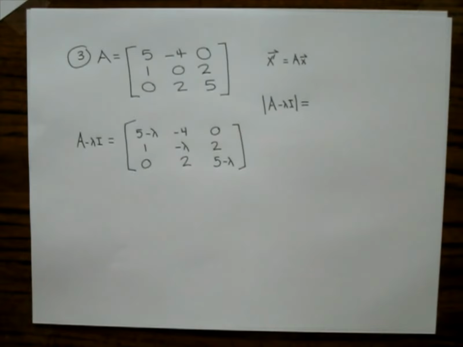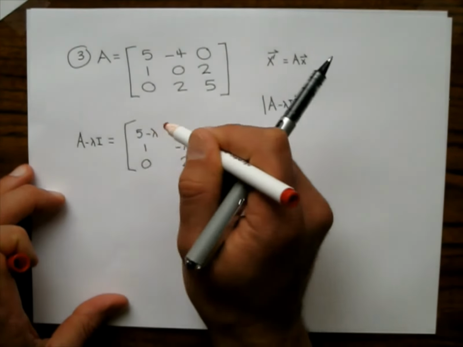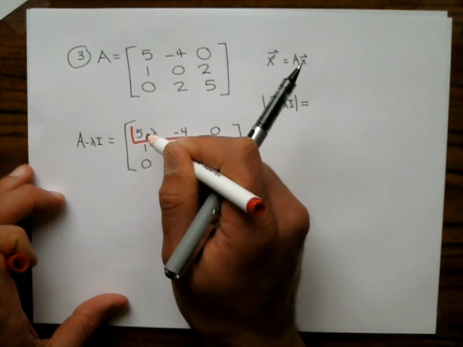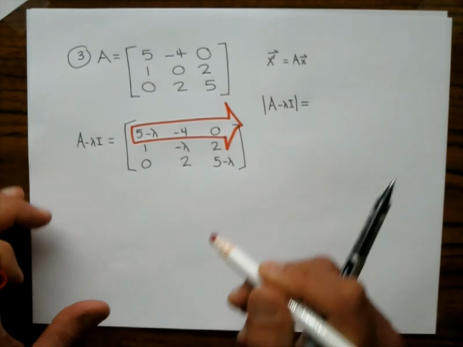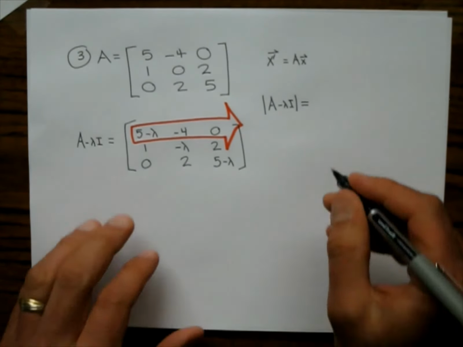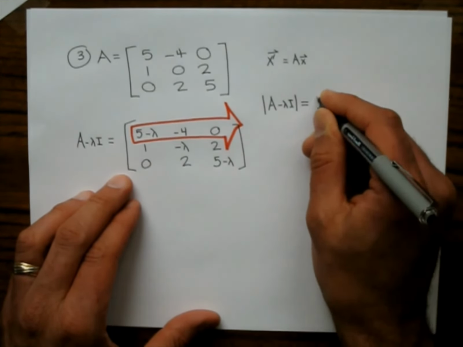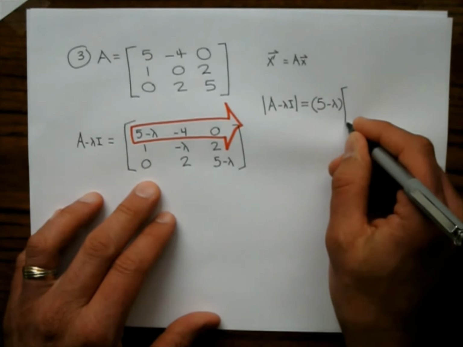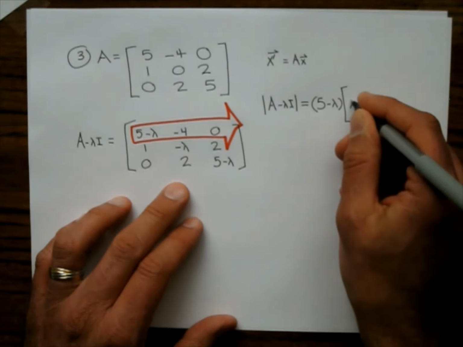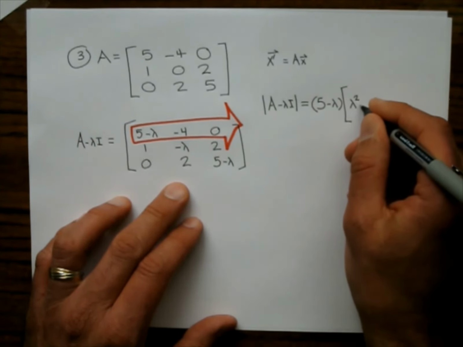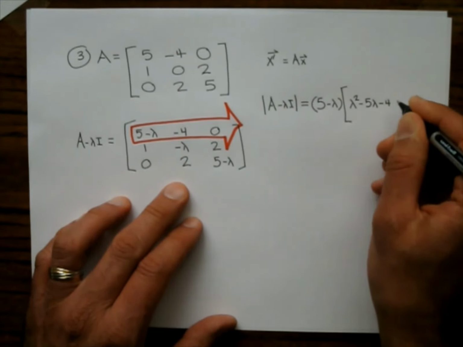So what do I want to do? Maybe I'll just go across the first row. There we go. There's my red arrow. And so I have 5 minus lambda, which is in the positive position. And then this is multiplied by, okay, I'm taking the minor, so this is lambda squared minus 5 lambda. And then we have minus 4.